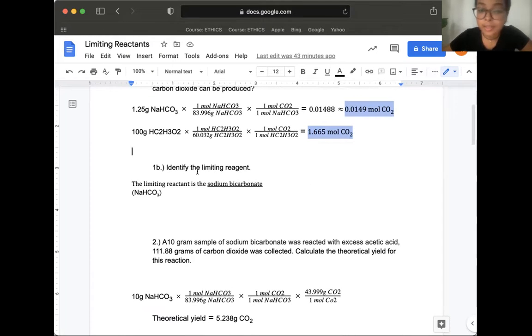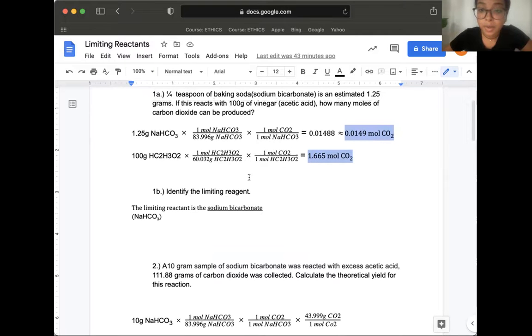Now here it's asking me what is the limiting reagent. Using these calculations here, I can see that the limiting reagent is this one, sodium bicarbonate, which was baking soda.